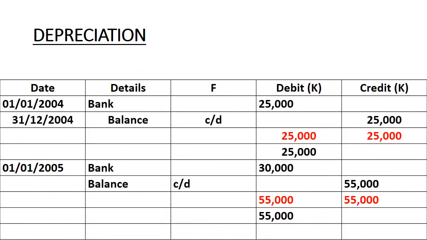So next is the motor vehicle account. This is nothing new. This is something we've been doing. So 1st January 2004, let's assume we bought by bank. You can't buy a vehicle by cash, but anyway, we bought by bank. So bank gave away 25,000 for the first vehicle, right? So at the end of that year, the balance carried down is 25,000. So the total is 25,000 and brought down is 25,000.